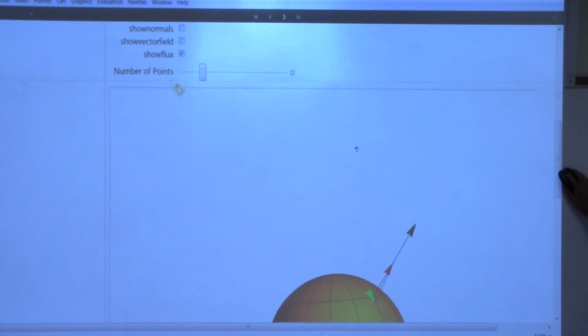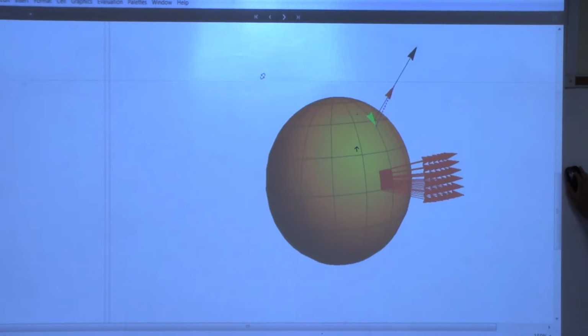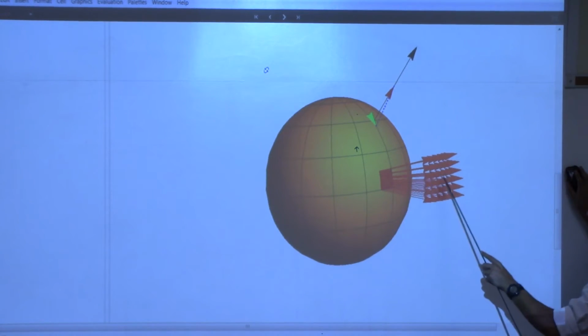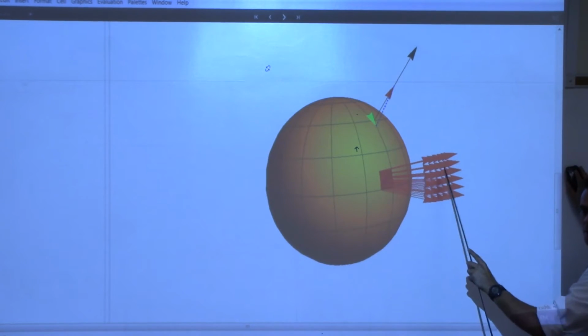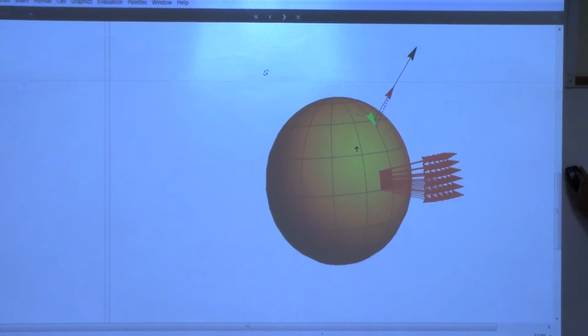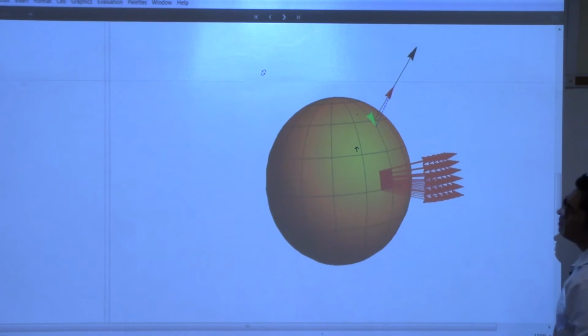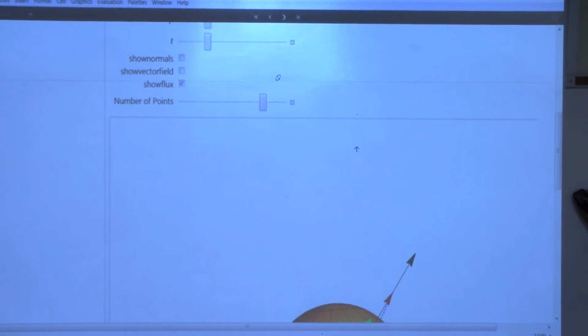And if I add them all up, and I get a bunch and a bunch and a bunch, then I want a measurement of all of this, right? And that's what flux is. It is a measurement of all these vectors coming out. Now I'd like to go to the formula.